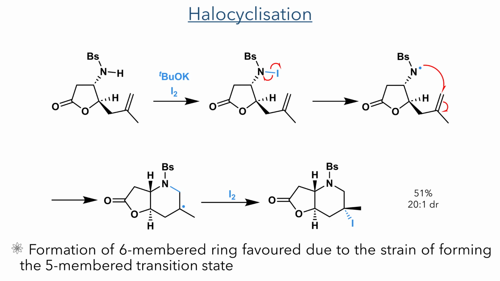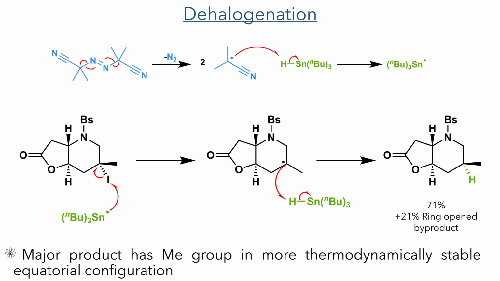This then attacks the alkene on the less substituted side, forming the 6-membered ring and generating a tertiary radical. This radical can then react with another equivalent of iodine, generating the tertiary iodide in a 51% yield with a 20:1 DR. This iodide was then removed using AIBN and tributyl tin hydride.